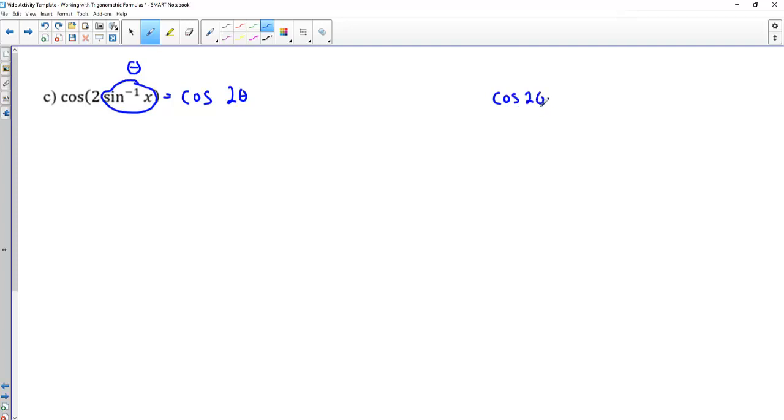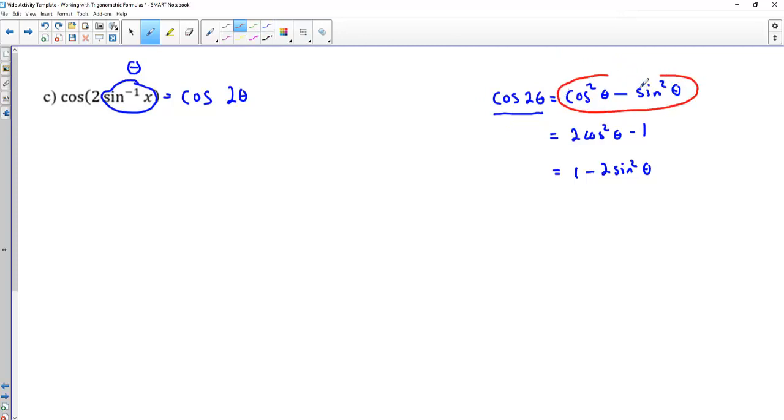So cosine of 2 theta, we can write this as a difference: cosine squared theta, instead of plus, you can write it as minus sine squared theta. That's one way to do it. Or you could rewrite this as 2 cosine squared theta minus 1. Or you could actually rewrite this as 1 minus 2 sine squared theta. These are all good answers or formulas for cosine of 2 theta. It doesn't matter which one you choose. You can choose either one. For fun, I'm just going to choose the top one, but you could choose the other two also.